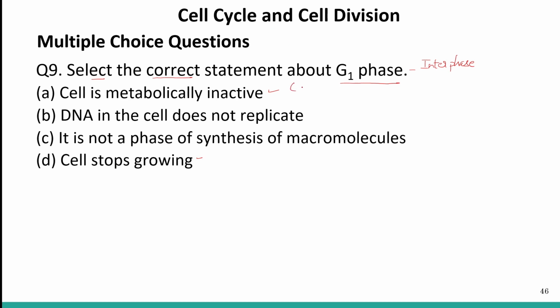Now we know the cells in the G1 phase are metabolically active. They are active and synthesizing macromolecules like carbohydrates. And what else are they synthesizing? Proteins. And then RNA is also synthesized.